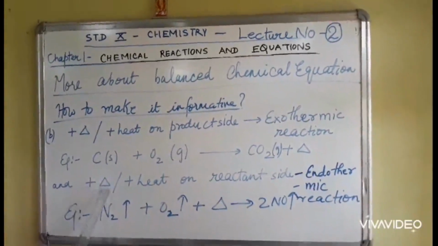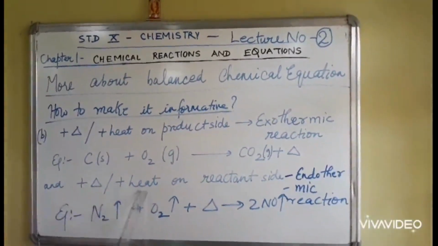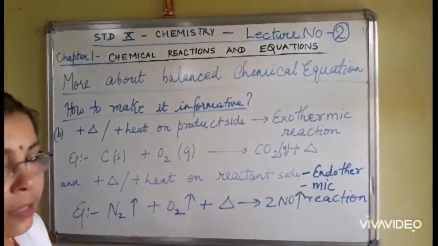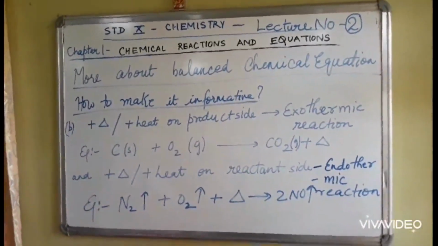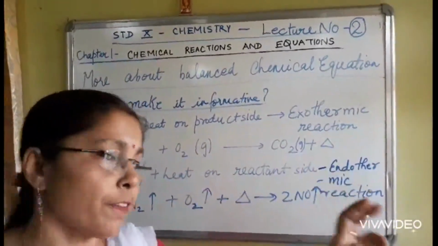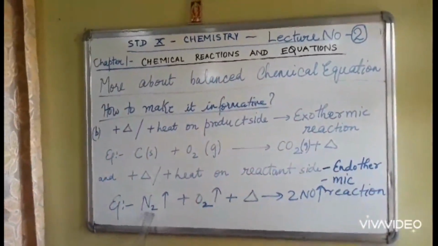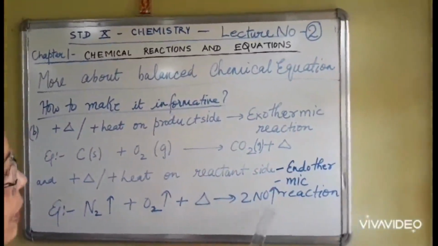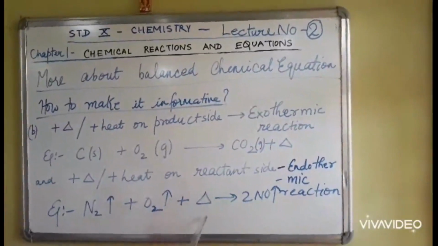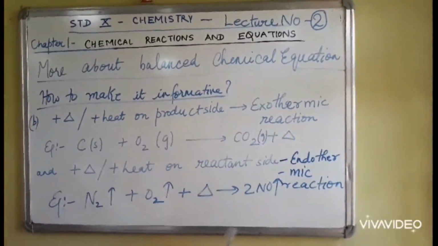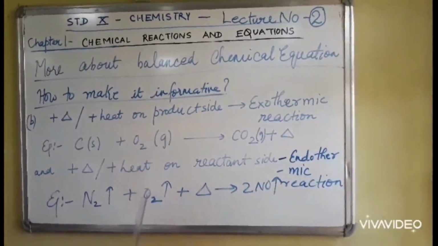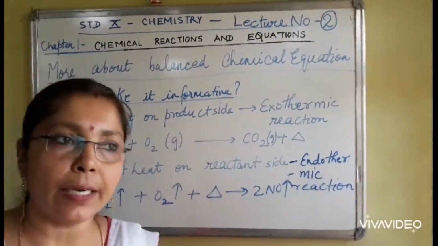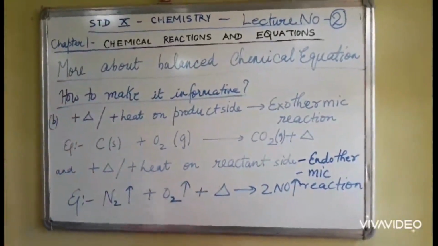And we mention that same heat, plus triangle, on the reactant side for an endothermic reaction, a reaction which can never start unless you supply a given amount of heat. For example, nitrogen gas and oxygen gas combine together to form NO, nitric oxide, only when you give a desired amount of heat. Plus triangle, see here, is on the reactant side. After the reaction, if you are performing the reaction in a particular container, the container becomes cold.